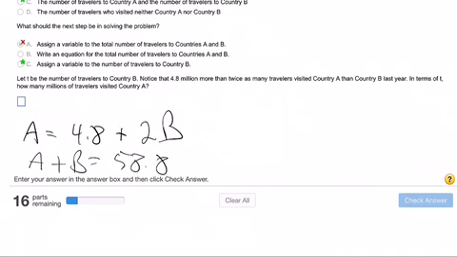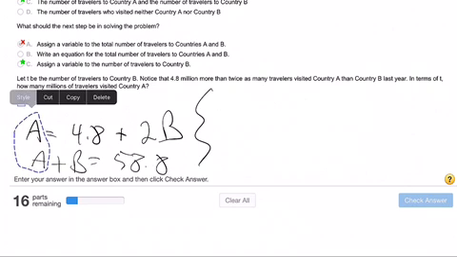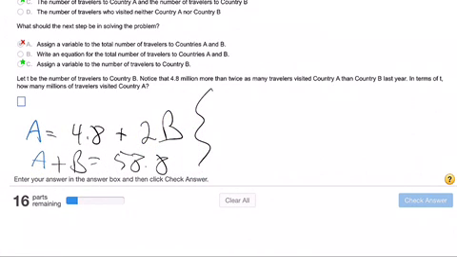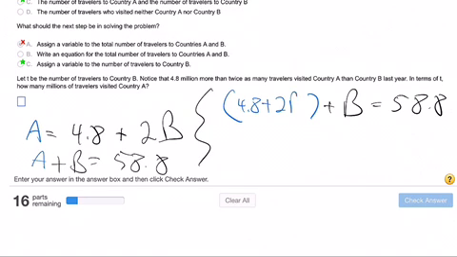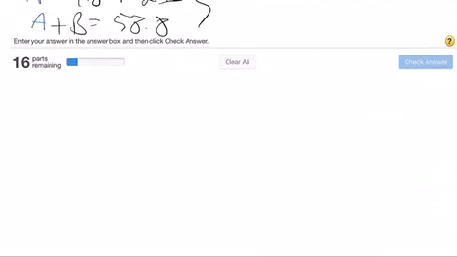Since we already have A in terms of B, we can take that and substitute it into the second equation. So we replace the bottom blue A with the top blue A. That's a substitution technique. So we'll have A plus B equals 58.8 million. But what are we substituting in there? We're substituting in the top blue A, which is 4.8 plus 2B. Now we have one equation and one unknown, so we should be able to solve.